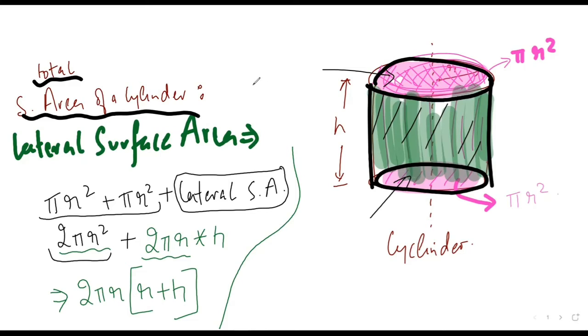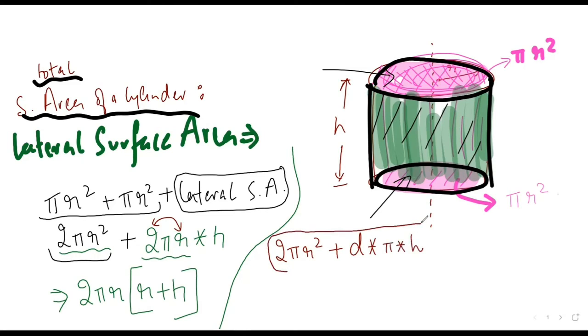I don't want you guys to get confused, but there would be times when you'll see a formula like this: 2 pi r square plus 2 pi r h, where twice of r would be written as d, where d is the diameter. Any confusion till here? No, sir. Because we know that the diameter is twice of radius.